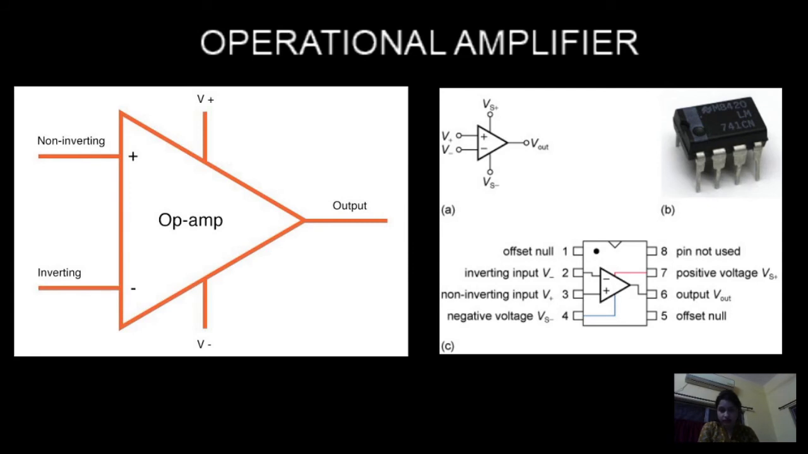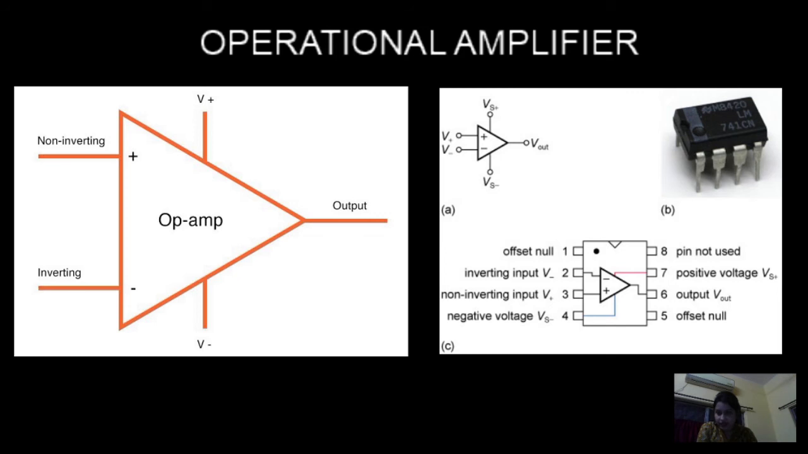Hello everybody. Now I'm going to discuss about operational amplifier, which is in short called op-amp. Now, if you look at this symbol, this is a symbol of op-amp. It's just triangular in shape. It has 2 input terminals. One is the plus, another is the minus. The plus terminal is called the non-inverting terminal and minus terminal is called the inverting terminal.